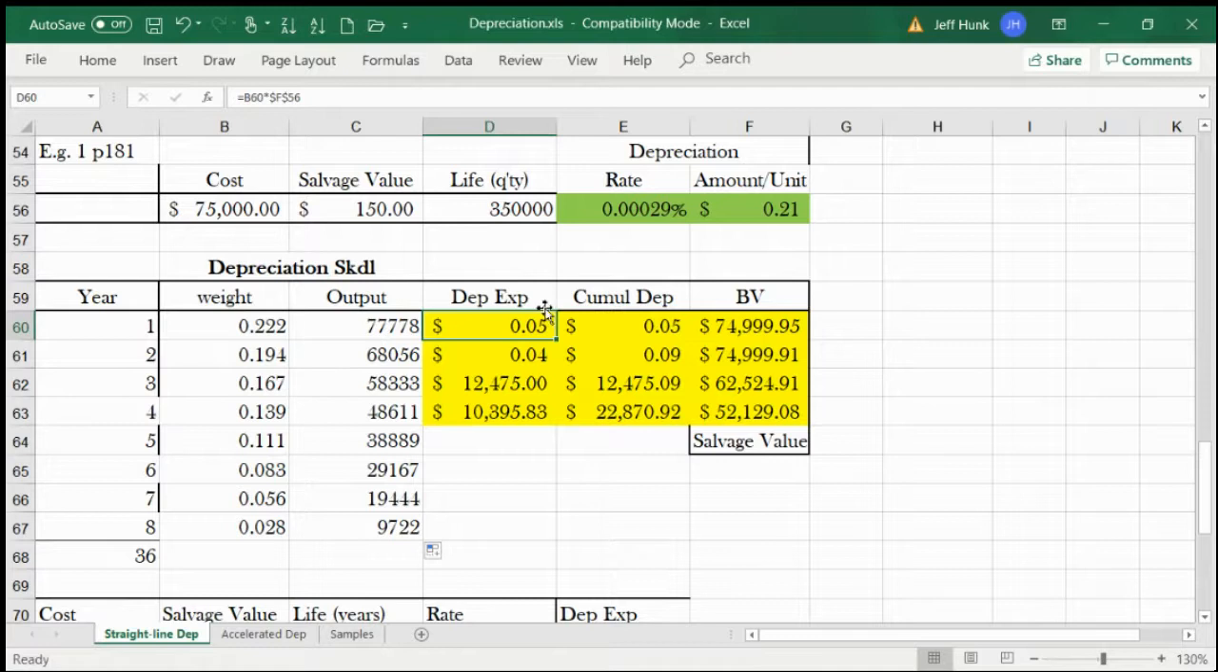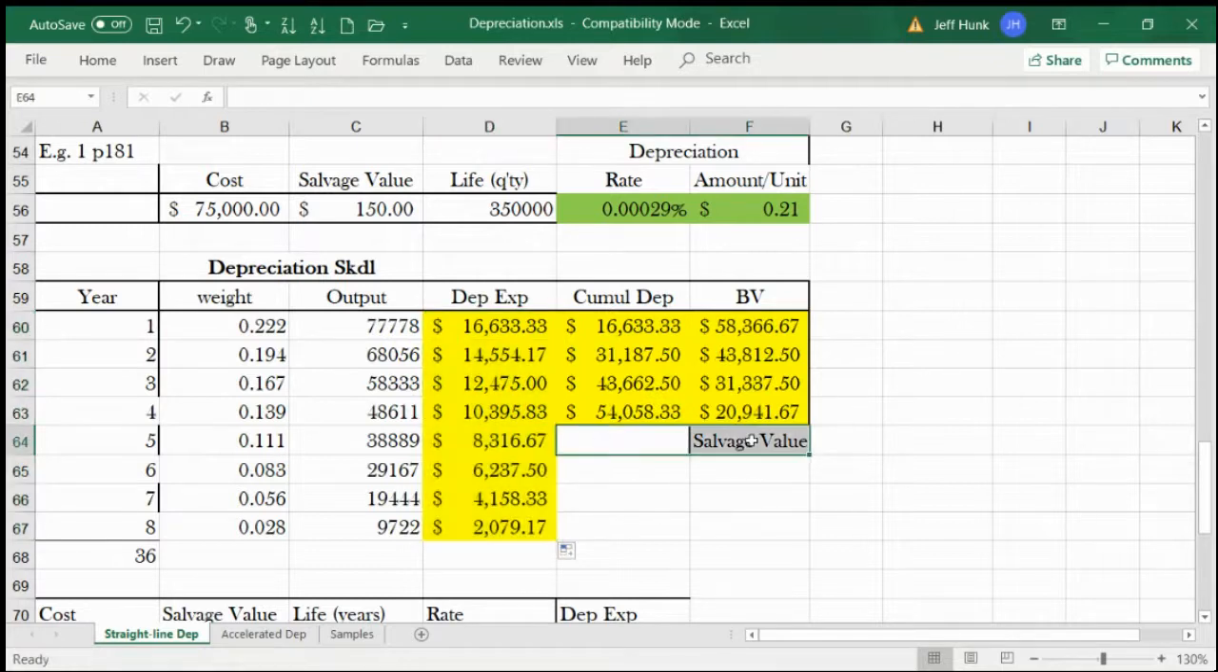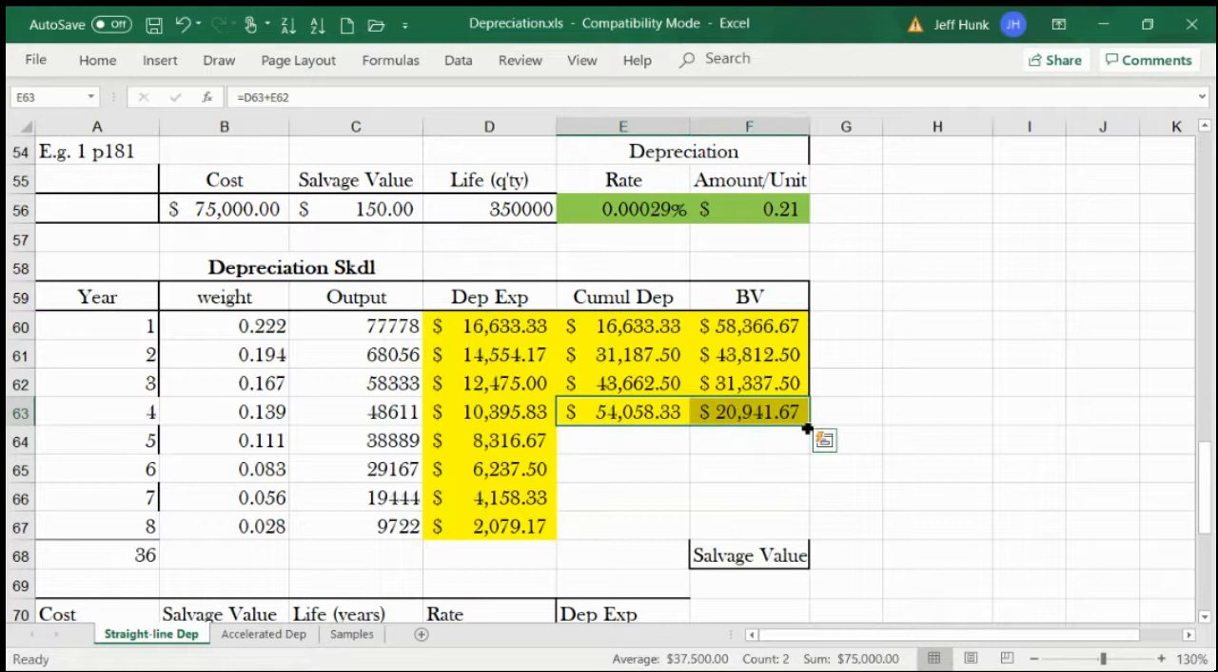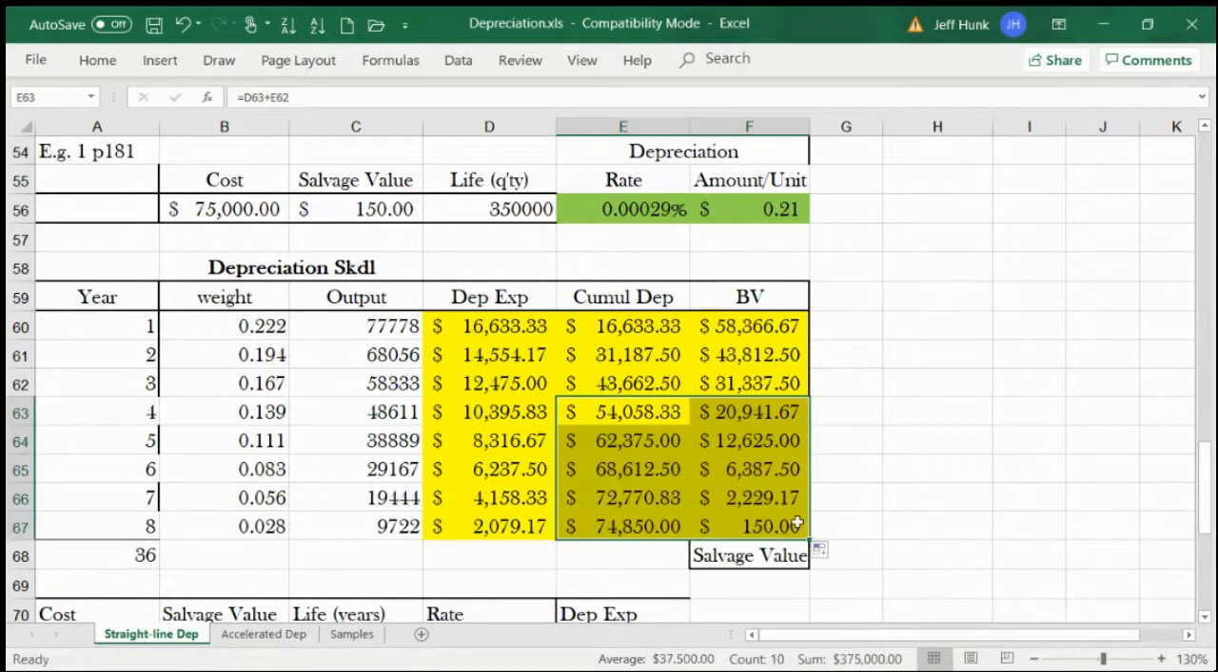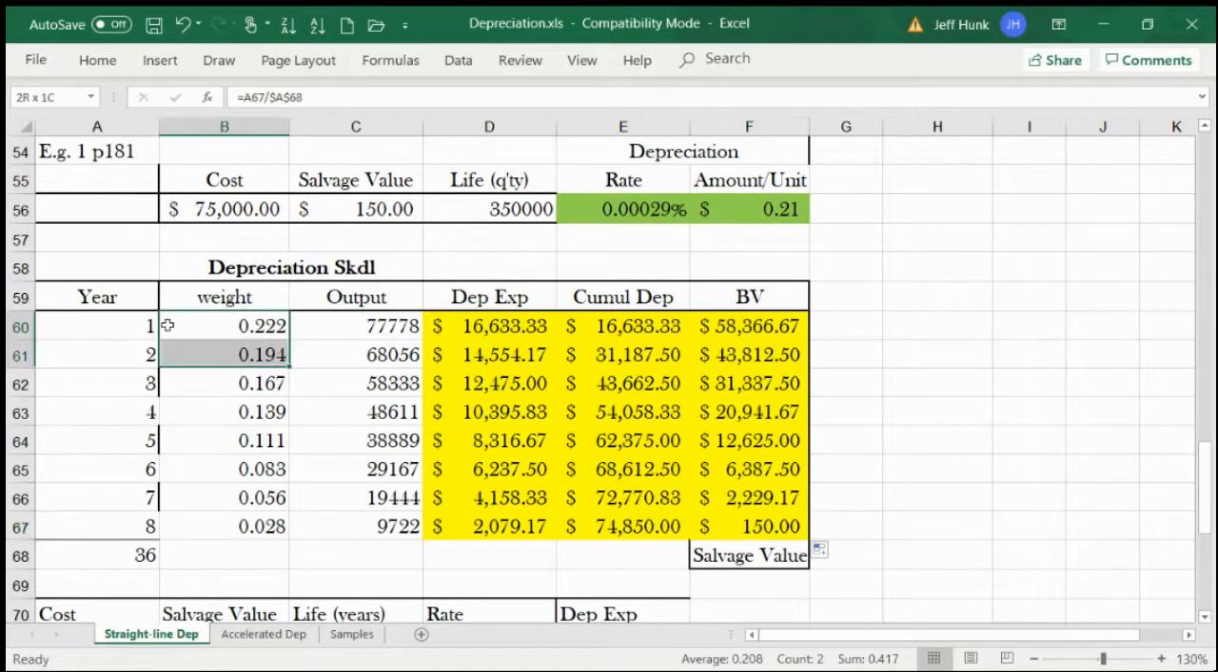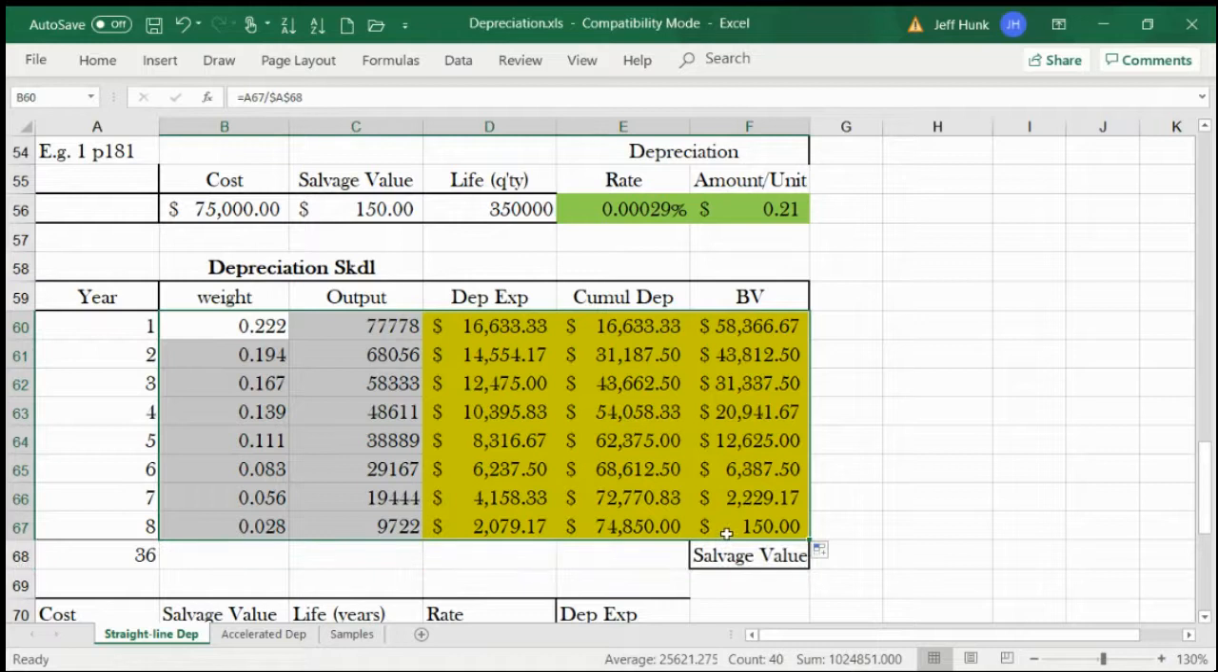Now the depreciation expense is then, not that one, but this one. Then you drag it down. I'm going to move the salvage value down there, and then drag it down. See, we ended up with the salvage value of 150. So the whole thing worked out. It checks out. Makes sense.